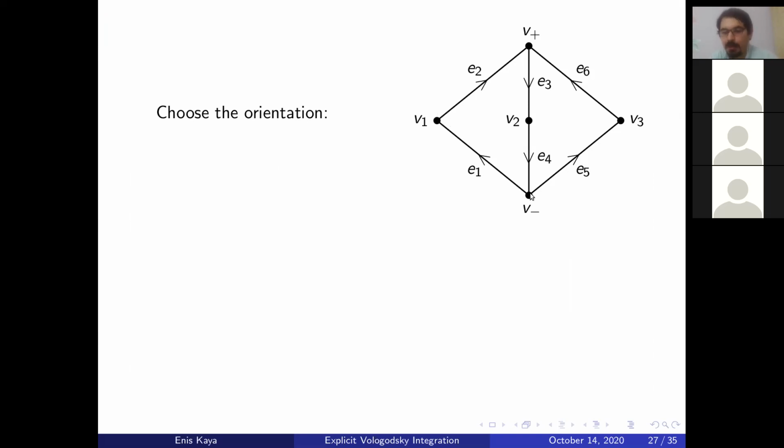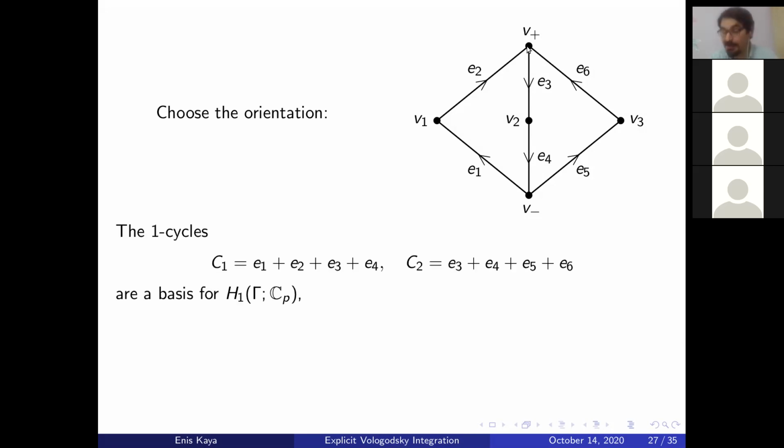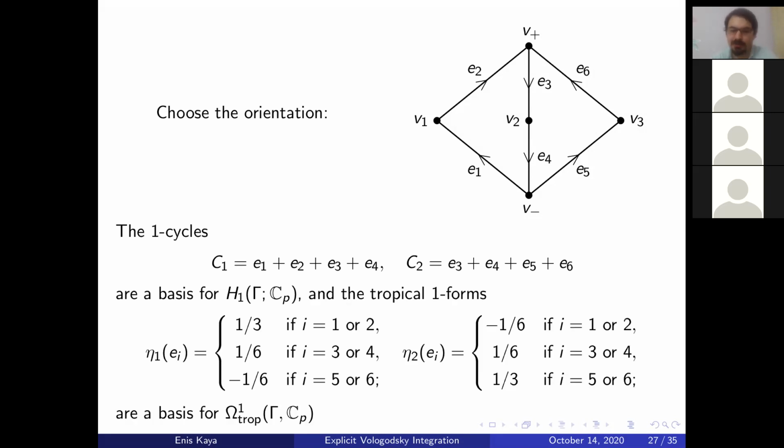As you see, I have two obvious cycles here. One of them is defined as E1, E2, E3, E4, and similarly E3, E4, E5, E6. And it turns out that these two are a basis for the cycle space. And an easy computation shows that the tropical forms eta 1 and eta 2 defined in these formulas are a basis for the tropical space, so that the tropical integral of eta j along Ci is going to be a Kronecker delta. Recall that that was the condition before the comparison theorem.